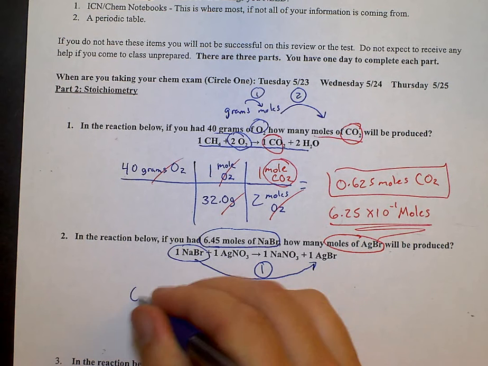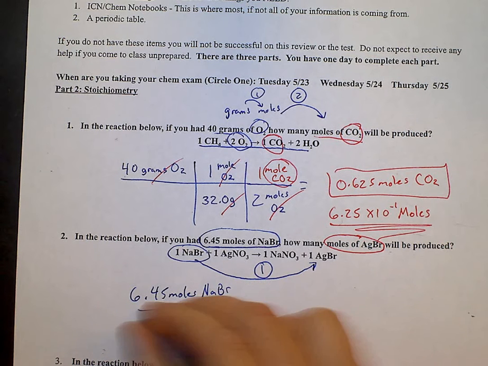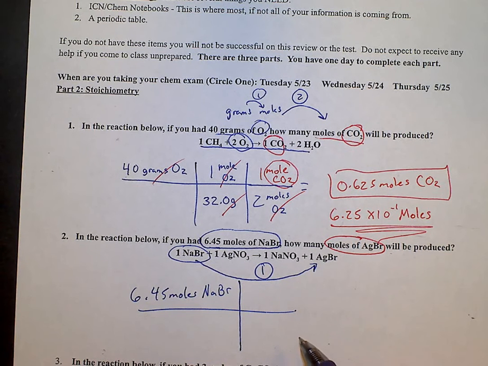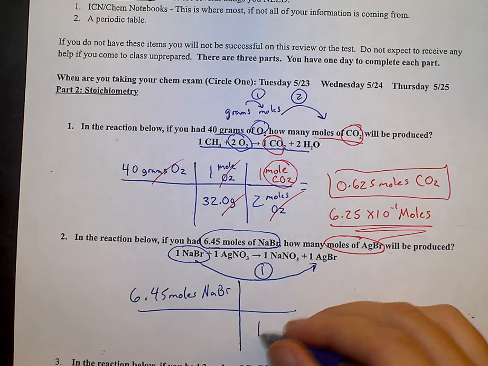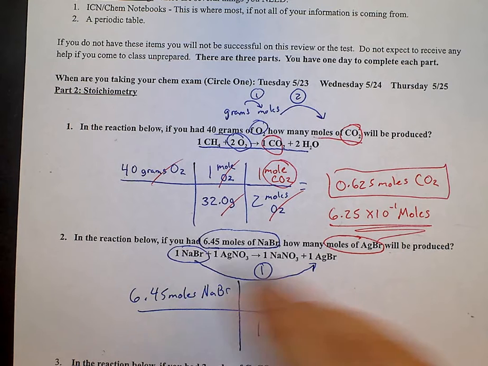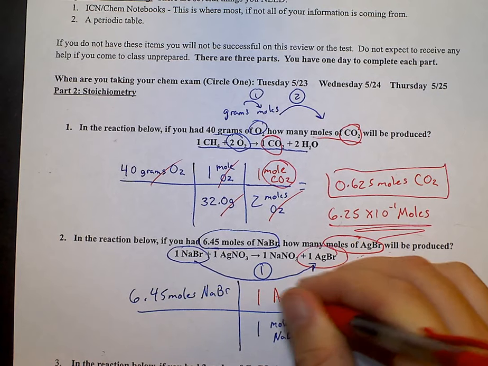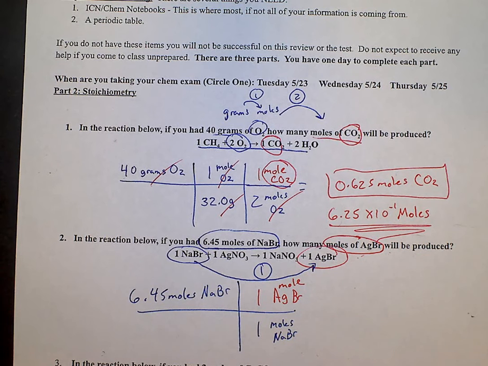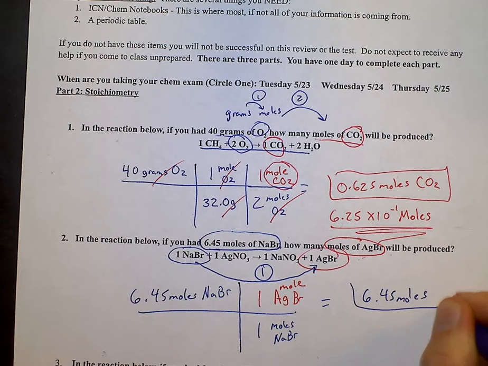We're starting out with 6.45 moles of NaBr. If this is moles of sodium bromide, this has to be moles of sodium bromide. And if we look at our equation, 1 to 1. One of these for every 1 mole of silver bromide. That times 1 divided by 1 is the same thing. Our answer is the same, 6.45 moles. Done. Next problem.